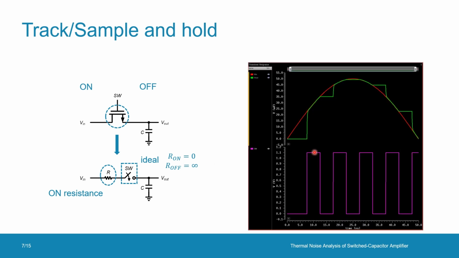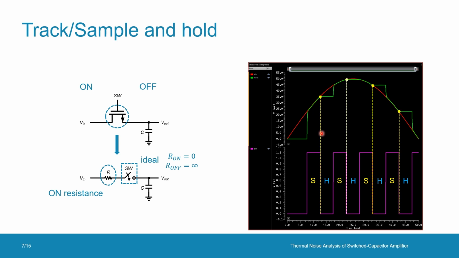When SW is high, the switch is turned on, and we say the system is in tracking phase or sampling phase because the output kind of follows the input in this window. Then the switch is off, the output is disconnected from the input, kind of floating, and we say it's in holding phase because the capacitor holds the sampled value from just before. And that's of course where the name sample and hold, or track and hold, comes from.